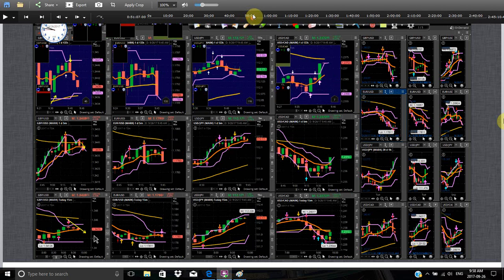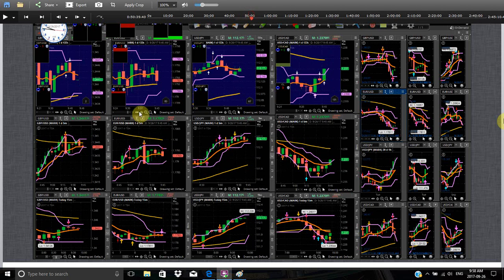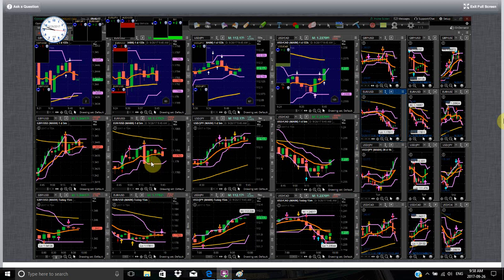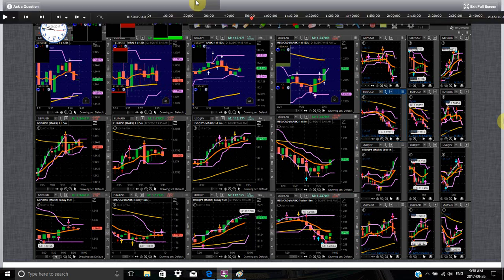So let's see what happens. We don't get a floating arrow. Let's check our resistance again. Resistance, resistance, resistance, resistance, support is over here. It's very close. Support's over here. Support, support. So it's quite close together.